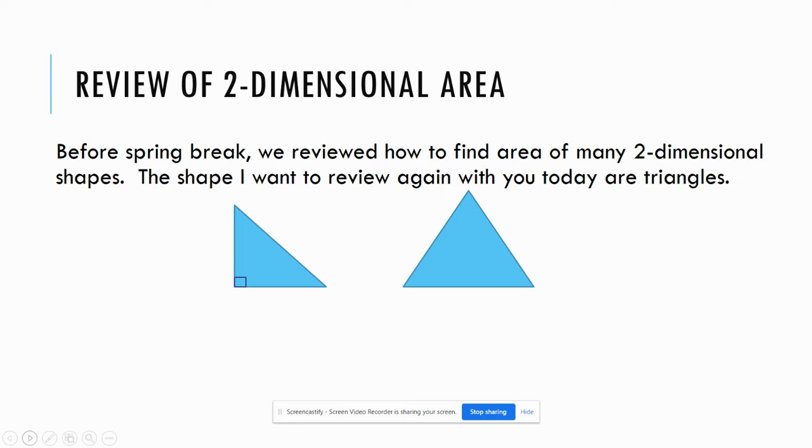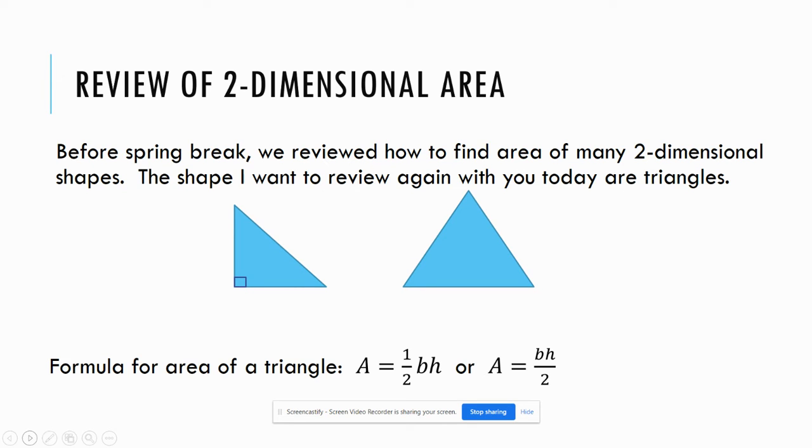So once again, we want to review quickly our two-dimensional area. Before spring break, we reviewed how to find area of a triangle. So I want to review that quickly with you again today. Notice that I have two different pictures of triangles here. Notice that one of them is a right triangle and one of them is not. To find area of a triangle, regardless of what kind of triangle you have, you want to do 1/2 the area of the base times the height, or think of it as base times height divided by 2.